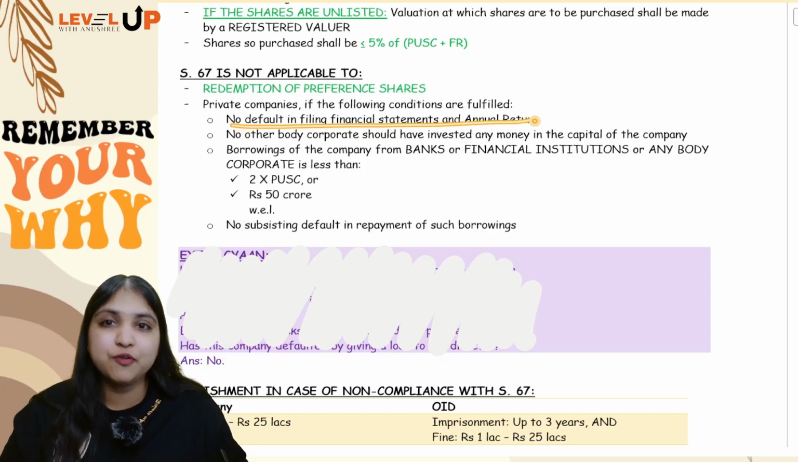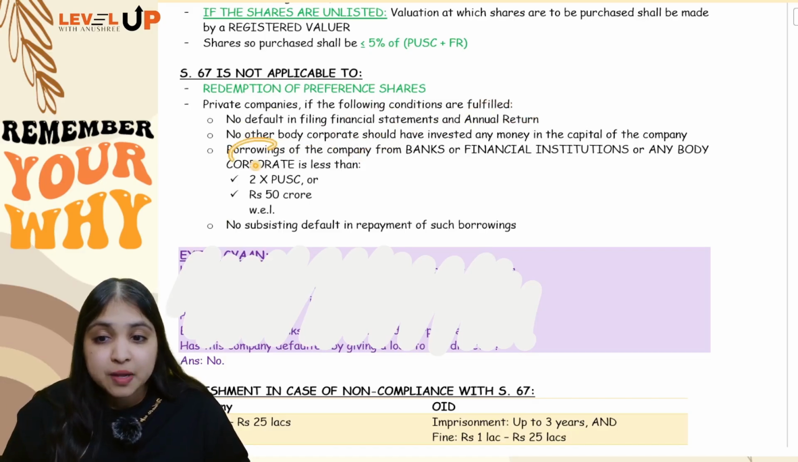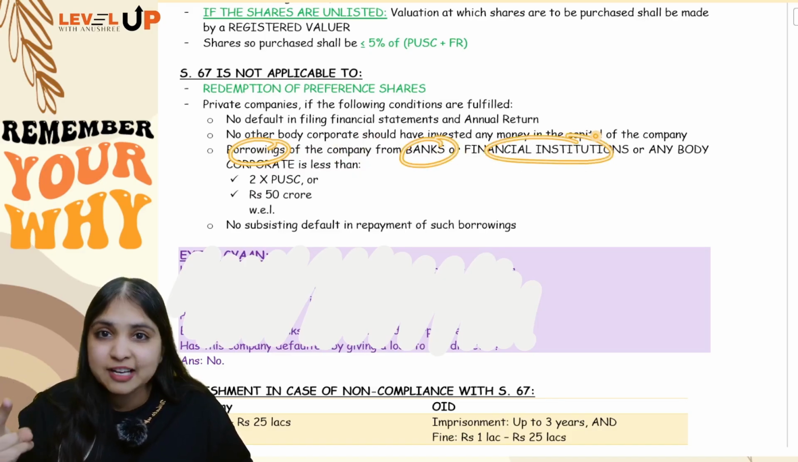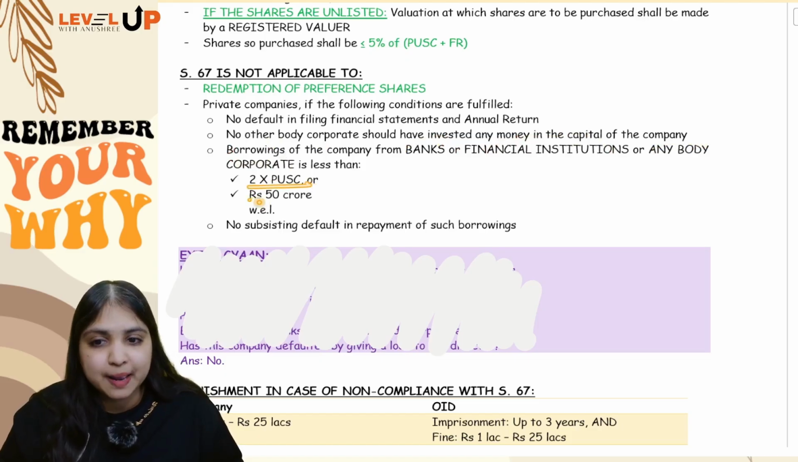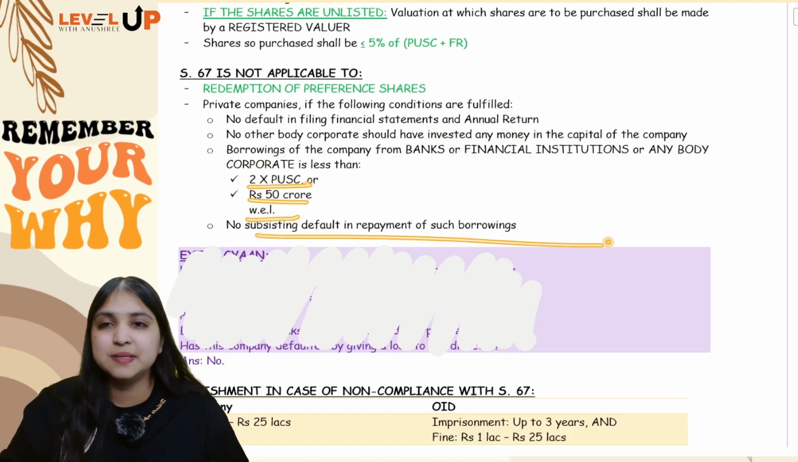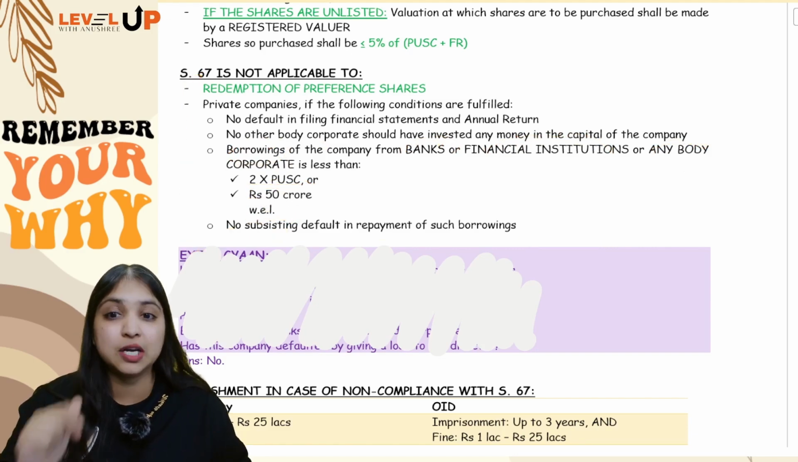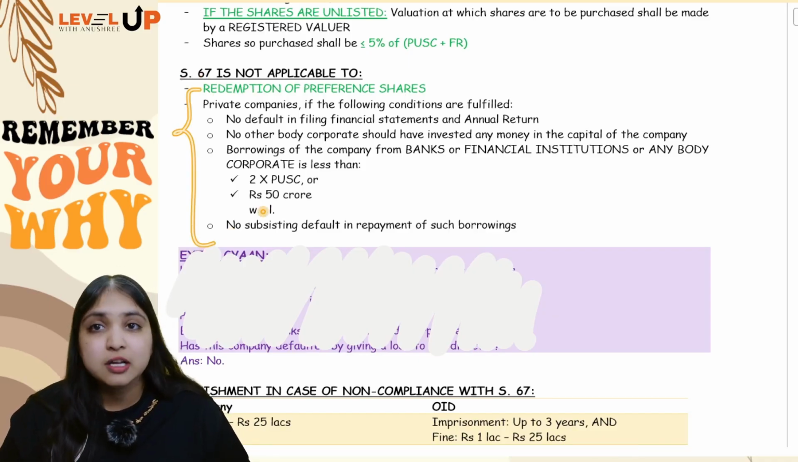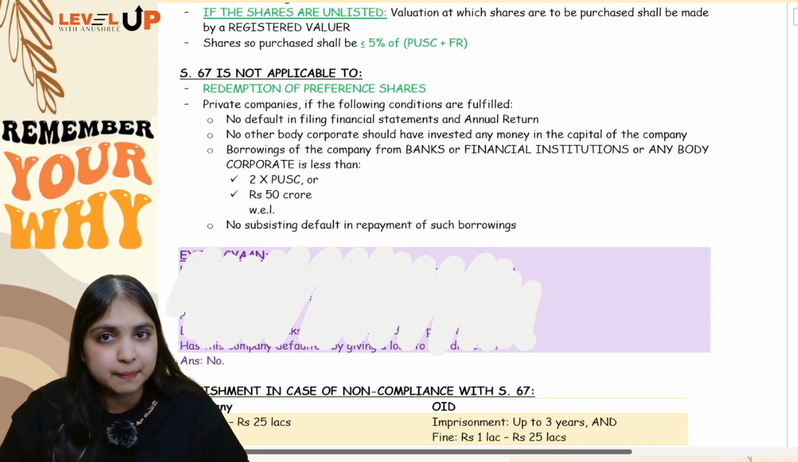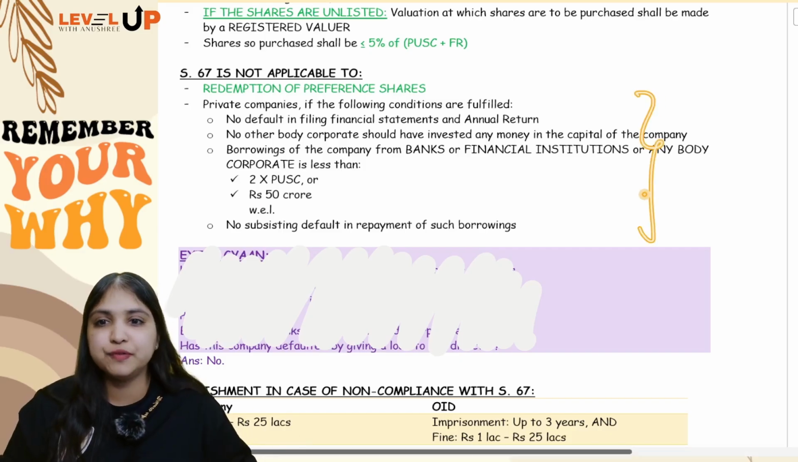Condition number 1, no default in filing financial statements and annual return. Condition number 2, no other body corporate should have invested in this company's shares. Number 3, borrowings from banks, financial institutions and body corporates should not exceed the limit. What is the limit? 2 times of paid up share capital or 50 crore, whichever is less, and no subsisting default in repayment of the borrowings. Try to recall Jan 25 question paper question on this section 67 we had worked out in class, exactly targeting this point. So yes, financial assistance cannot be given by public companies, which means it can be given by private companies which fulfill these 4 conditions.